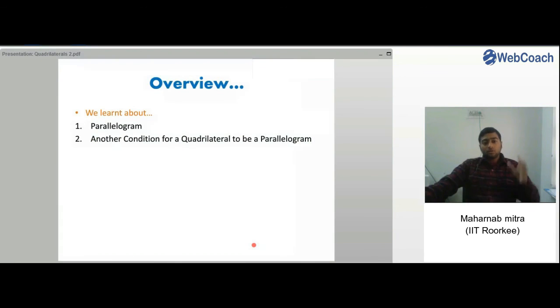So in this class we had learnt about parallelograms. We have completed this topic, and we have learnt one more condition for a quadrilateral to be a parallelogram, right? Which is that one pair of opposite sides must be equal and also parallel.